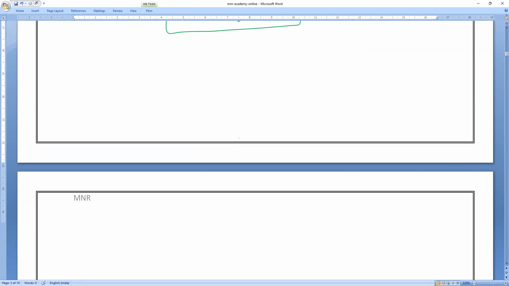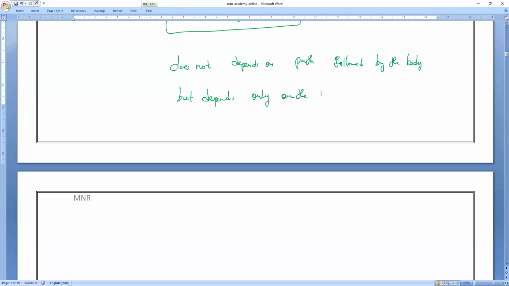The work done or the potential energy does not depend on the path followed by the body, but depends only on the initial and final positions.